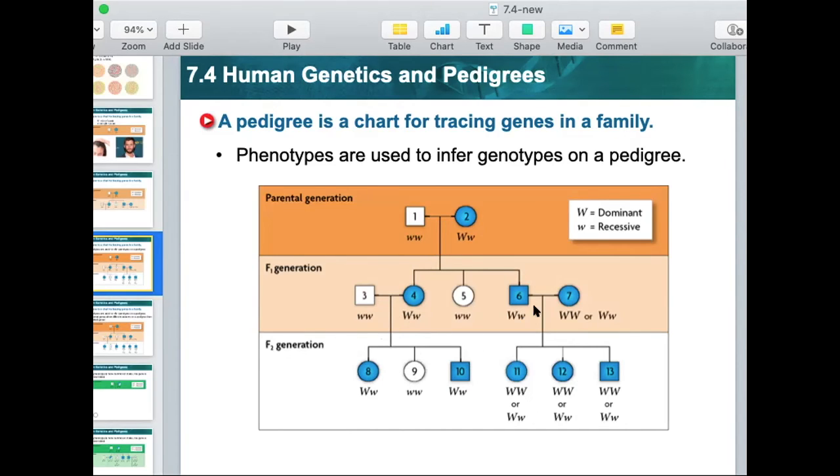But for this other couple over here, we really can't tell if the mom had uppercase W or lowercase w as her other gene. If one of the kids had a straight hairline, though, like we see over here, then we would know that the mom had a lowercase w. But because we don't see any kids with a straight hairline, we're not sure if she carries a gene for straight hair or not.